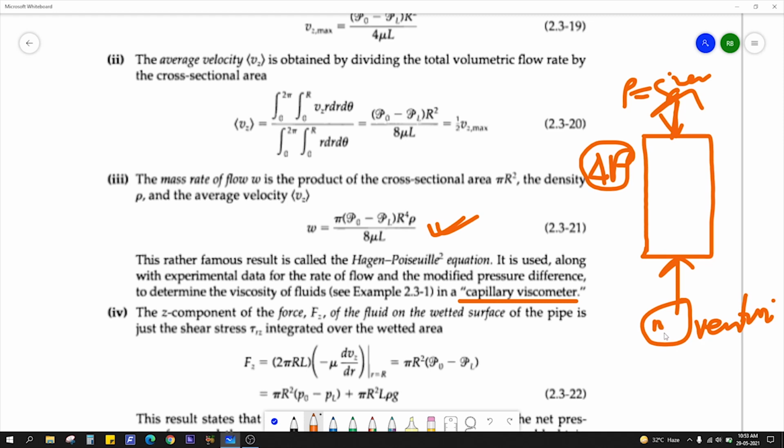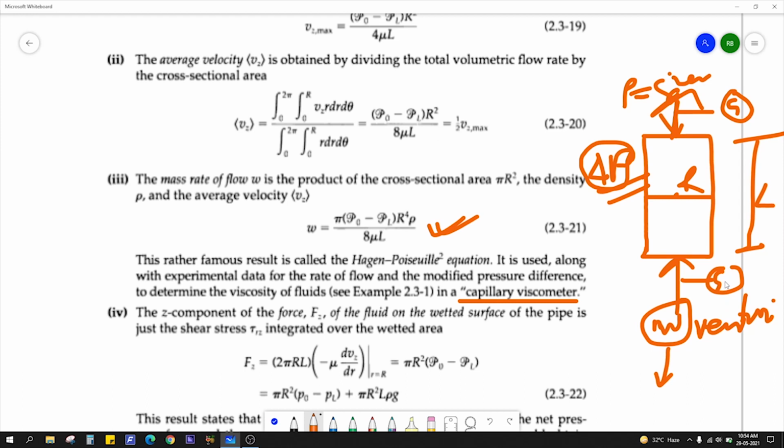You can measure W, and you can measure delta P. You have to apply pressure gauges here and here, and just take the difference. You know the radius of the pipe, the length of the pipe, and the density. So you do the experiment, and for a particular mass flow rate and pressure difference, you calculate the viscosity from this formula. Then make a table and take a number of readings, like 10 readings.